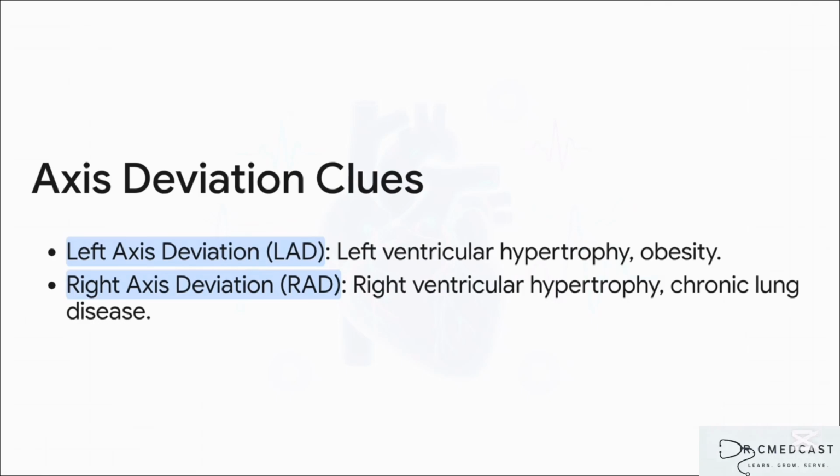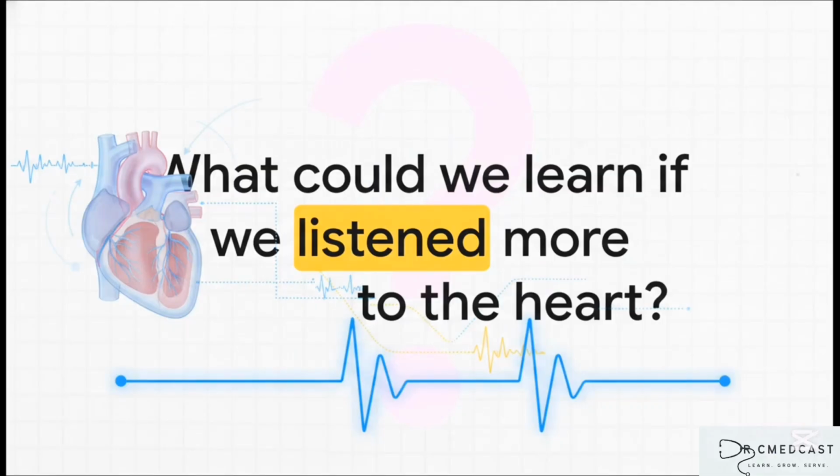On the flip side, if the axis shifts to the right, a right axis deviation, that might point to hypertrophy of the right ventricle, which can happen with conditions like chronic lung disease that put extra strain on that side of the heart. So when you really think about it, the electrocardiogram is so much more than just a medical test.